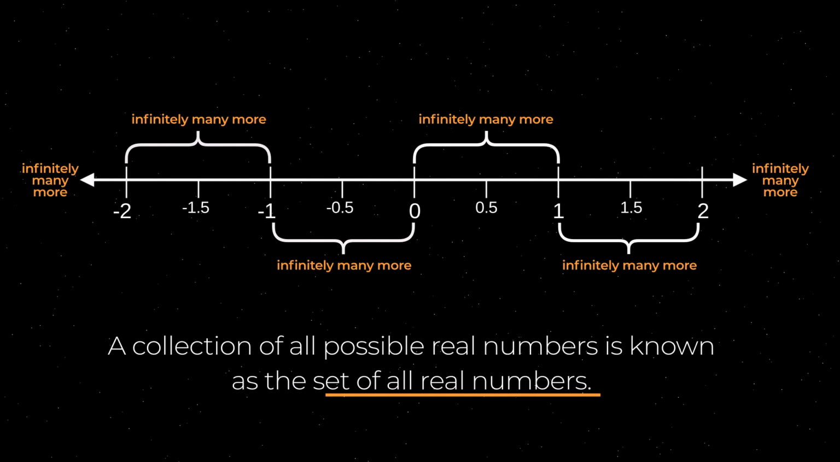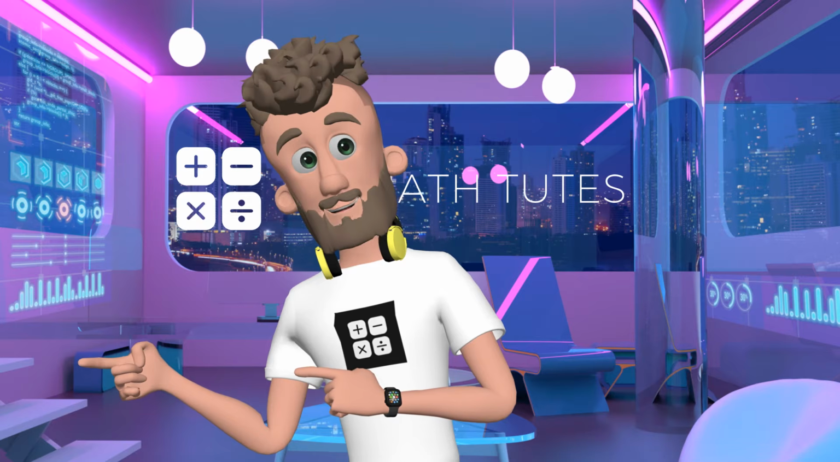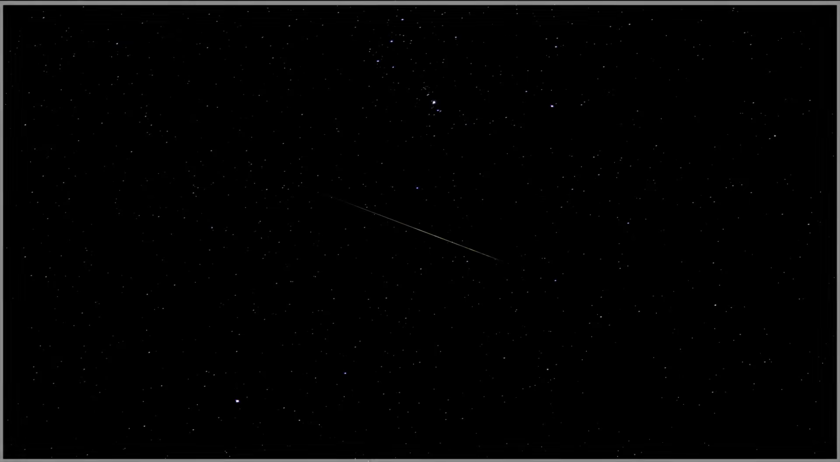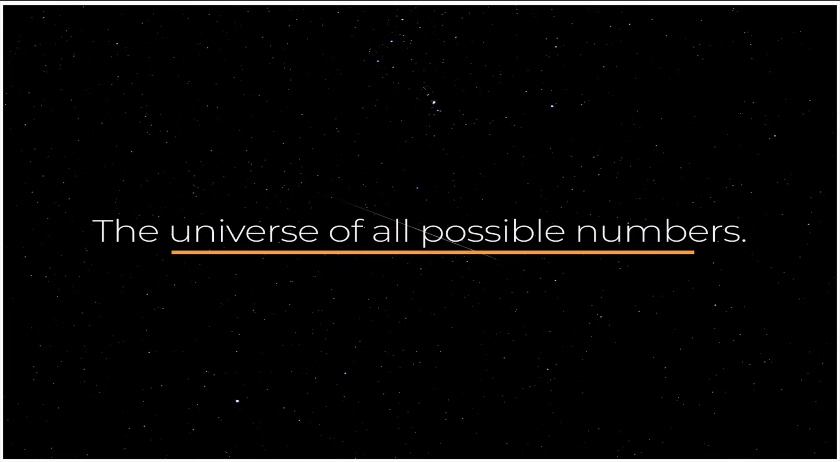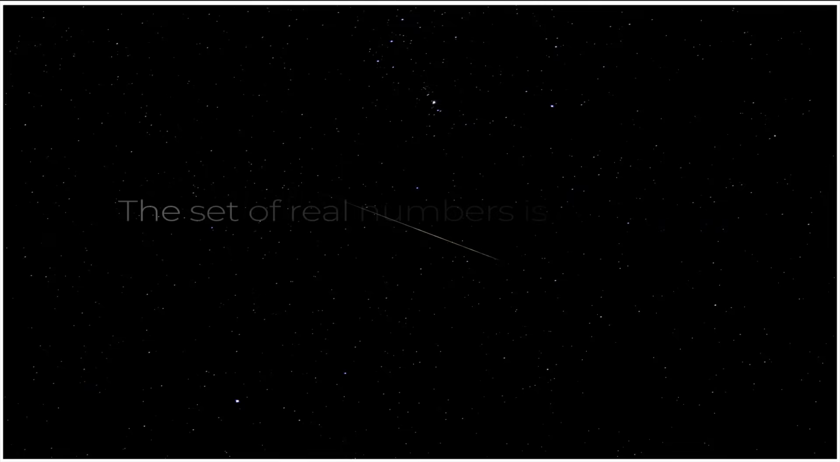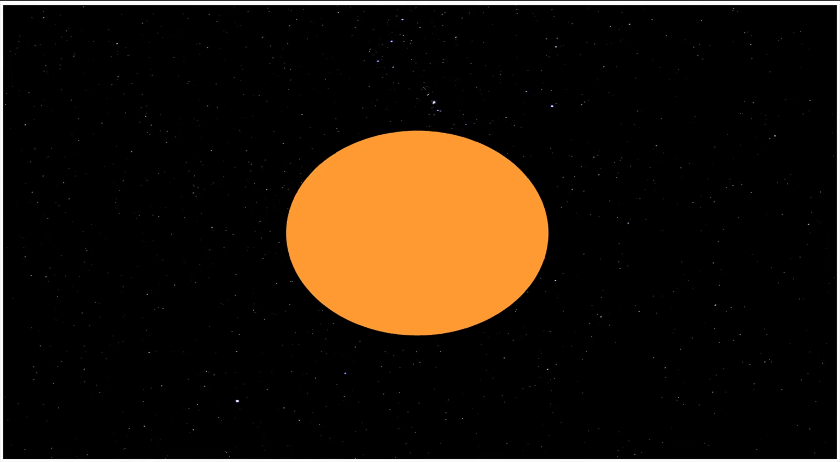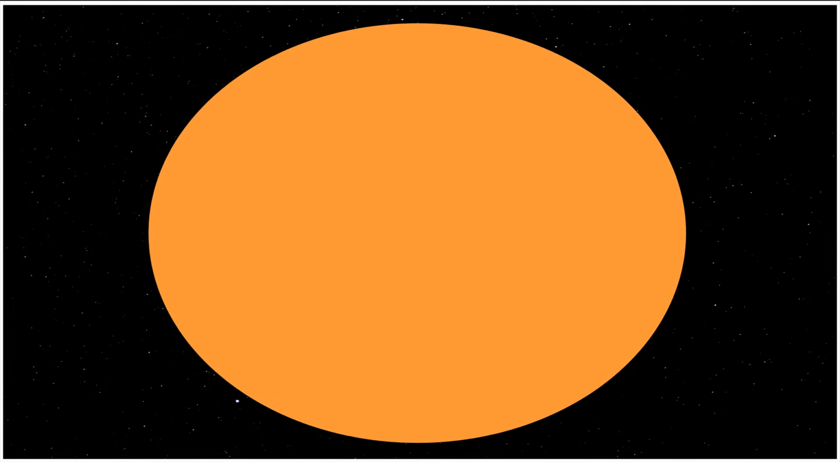We can represent the set of real numbers with the mathematical symbol shown here, a double-struck R. We can also represent the set of real numbers on a Venn diagram, which is simply a tool for visualizing sets and the relationships between them. We begin our Venn diagram with a rectangular set, which represents the universe of all possible numbers. The set of real numbers is a set that exists within this universe of numbers. We can illustrate the set of real numbers by drawing a circle, and we can label the set using the double-struck R symbol.